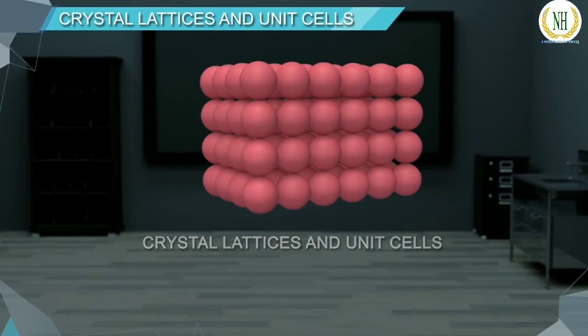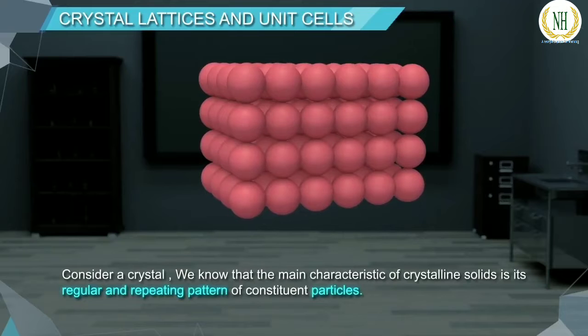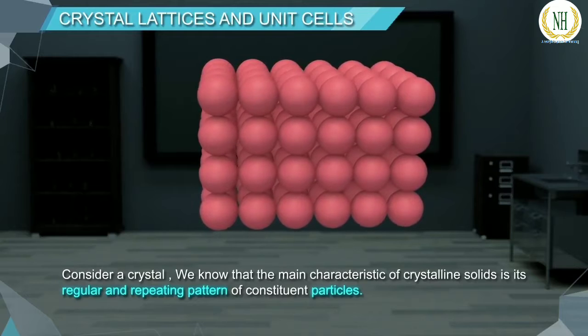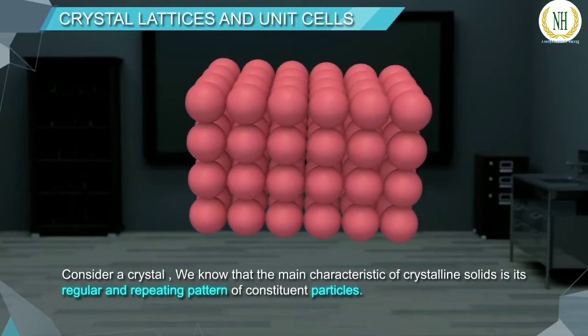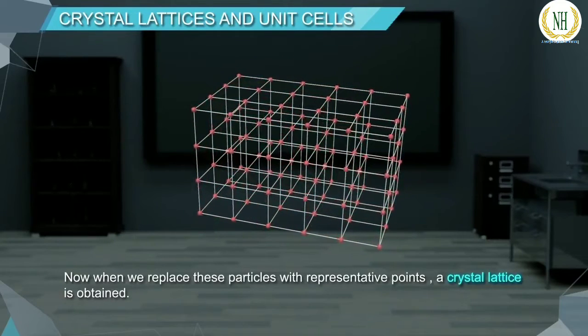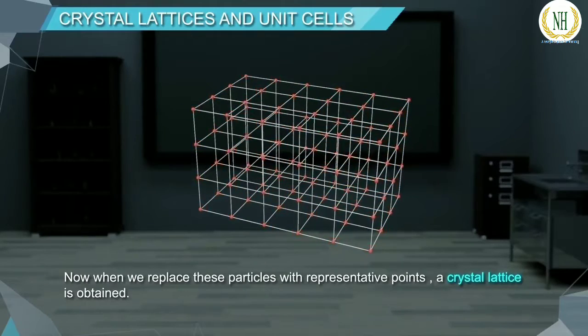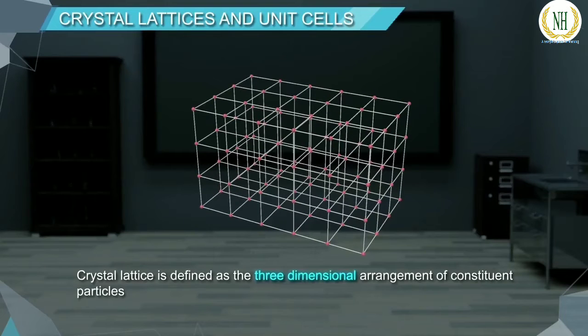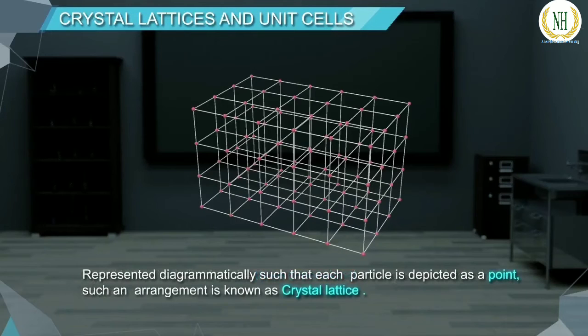and unit cells. Consider a crystal. We know that the main characteristic of crystalline solids is its regular and repeating pattern of constituent particles. Now, when we replace these particles with representative points, a crystal lattice is obtained. Crystal lattice is defined as the three-dimensional arrangement of constituent particles represented diagrammatically such that each particle is depicted as a point. Such an arrangement is known as crystal lattice.